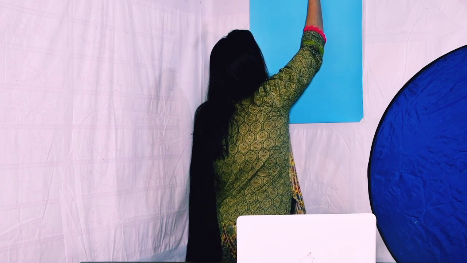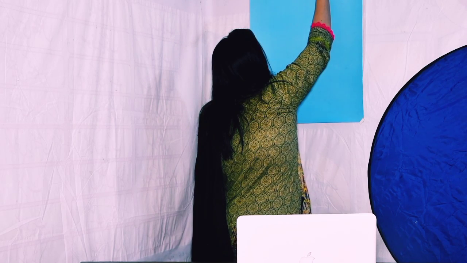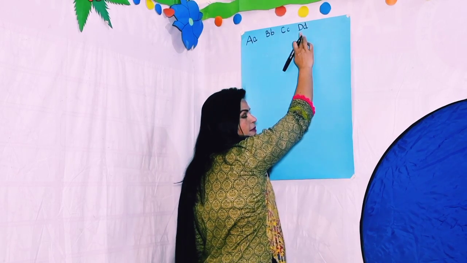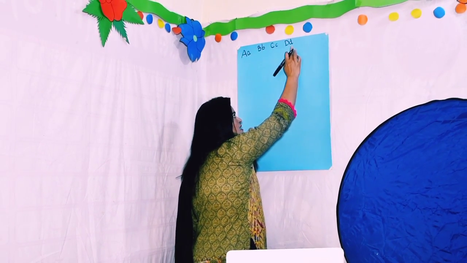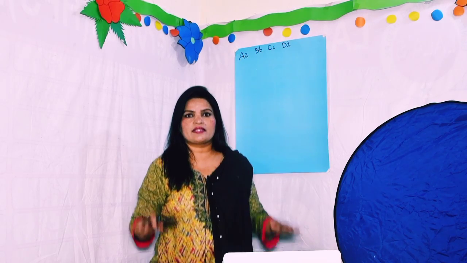And this letter is D, and what is the sound of D? D. Right? So, this is D sound. This is alphabet, letter, and the sound is D. And the action of sound is this, D.